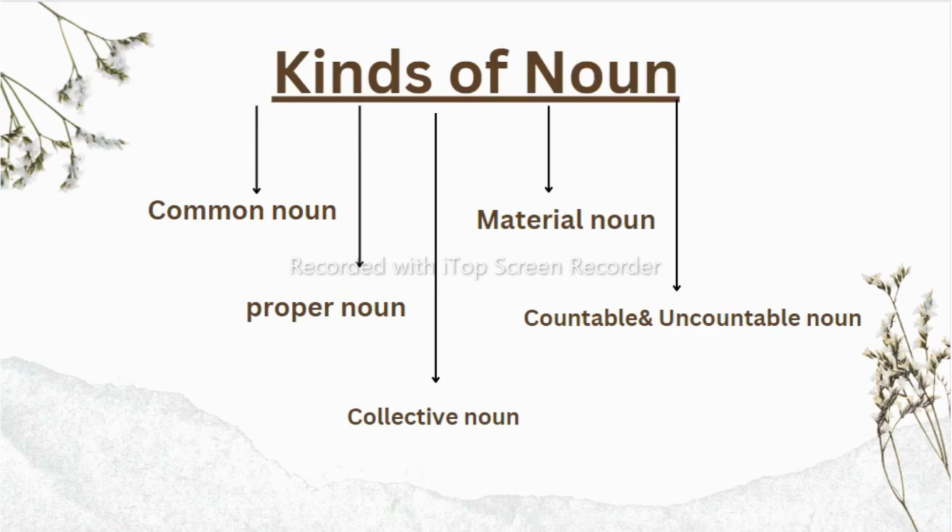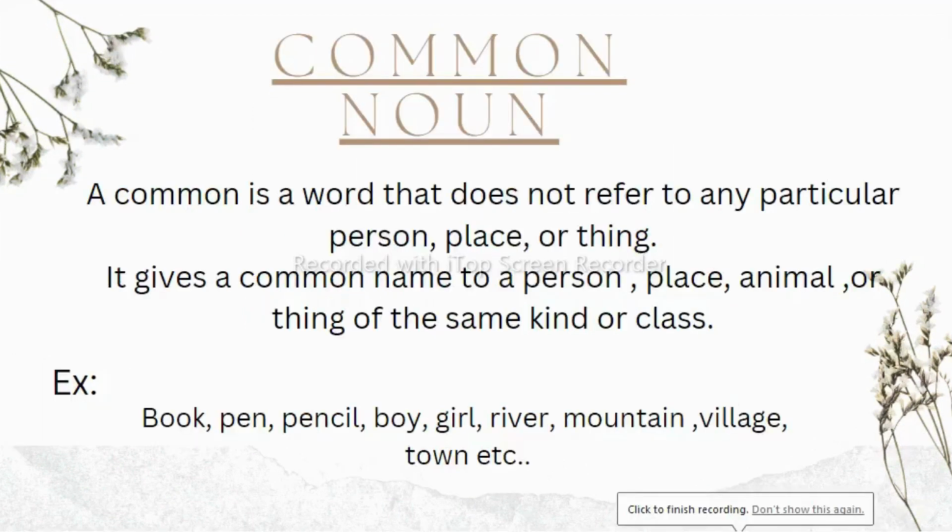Now let us see kinds of nouns. There are 5 kinds of nouns. The first one is common noun, then proper noun, collective noun, material noun, and countable and uncountable noun. Let us see each one in detail. Now let us see the first kind of noun, that is common noun. General names of a person, place or thing are called common nouns. Nouns that name persons, places or objects of the same kind are called common nouns.